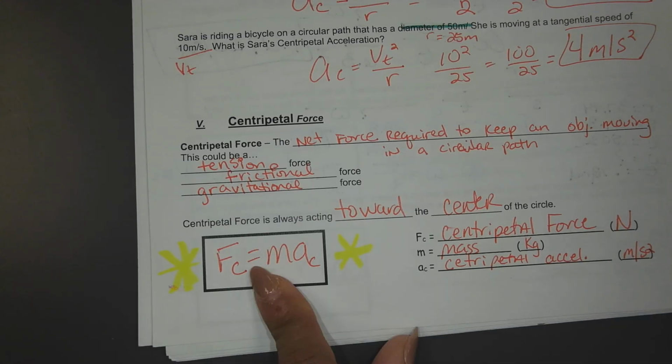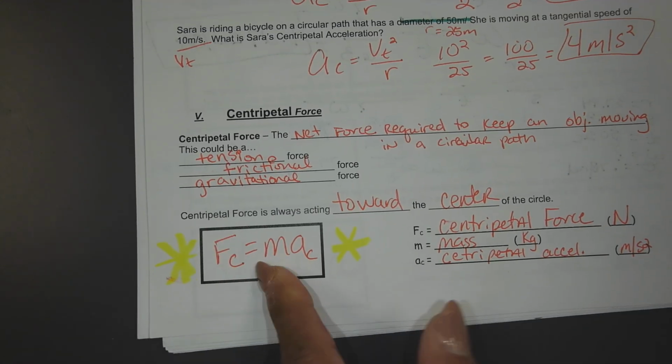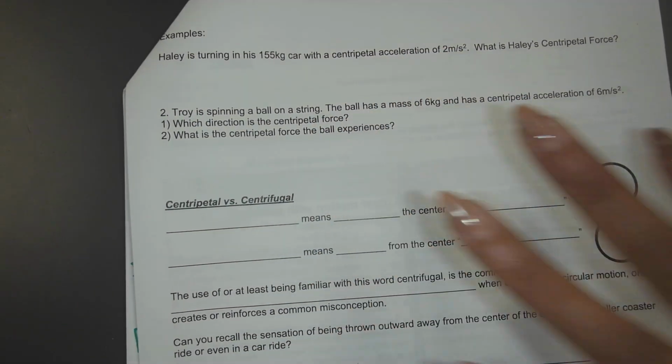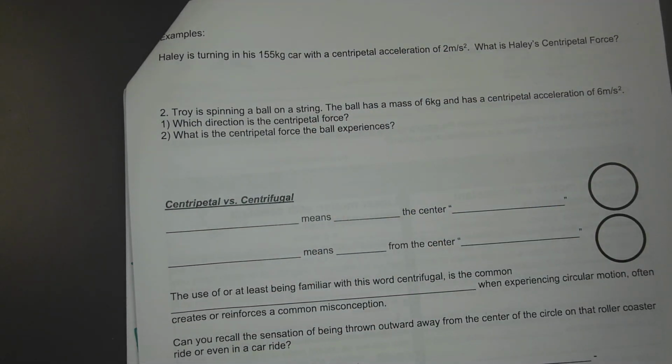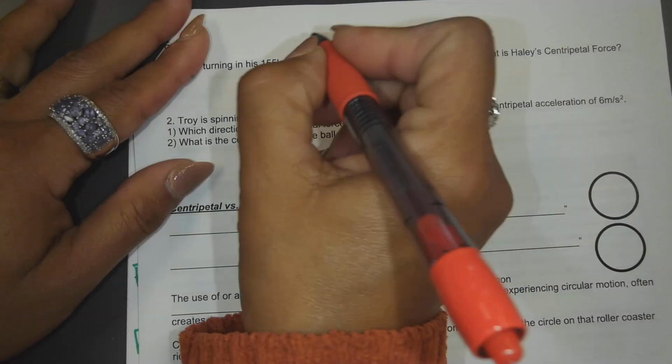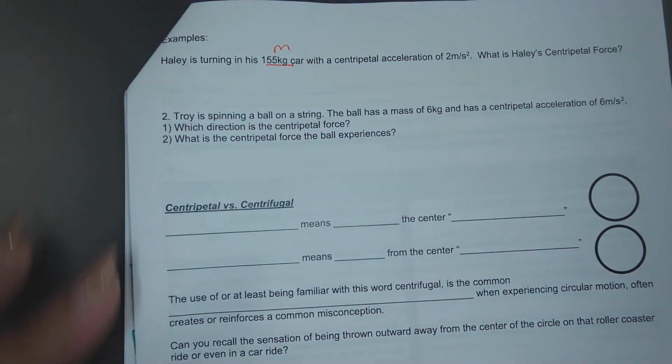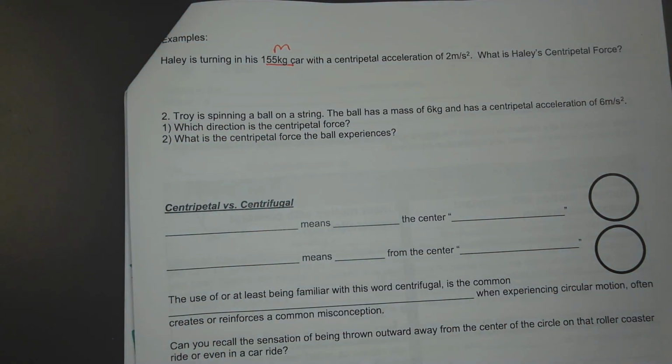So we just wrote down this equation. Let's go ahead and practice. And again, remember, on our notes, they're kind of easy cheesy. On the quiz, we're going to take it up a notch. Haley, it says here, is in a car. His car has a mass of 155 kilograms. If it was in pounds, you must convert.